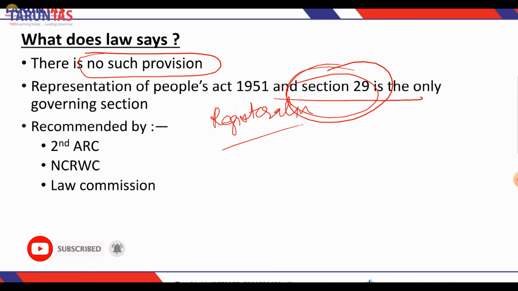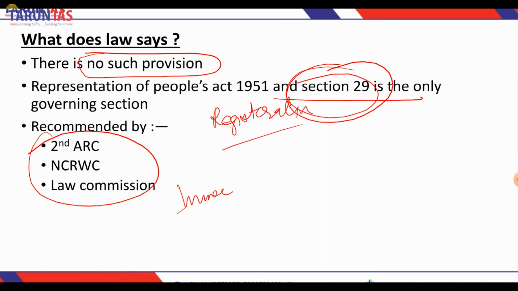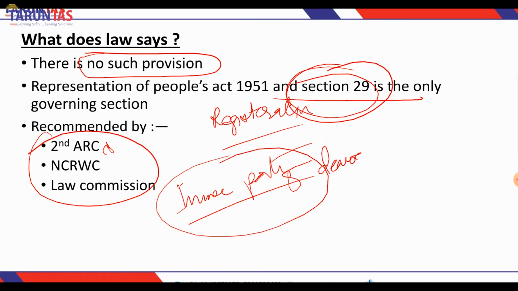However, there are three important commissions that recommended inner party democracy. The first was the Second Administrative Reform Commission, which recommended inner party democracy. The second is the National Commission to Review the Working of the Constitution, and the third was the Law Commission, which also recommended inner party democracy.